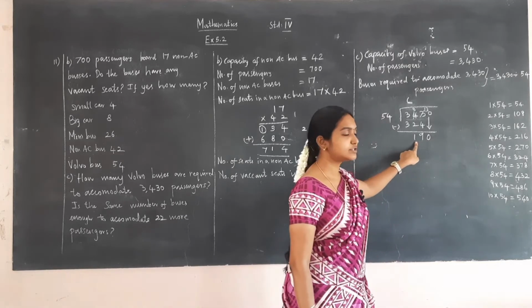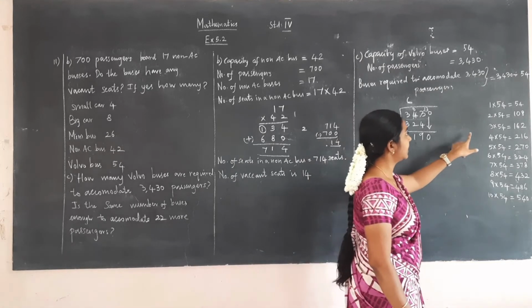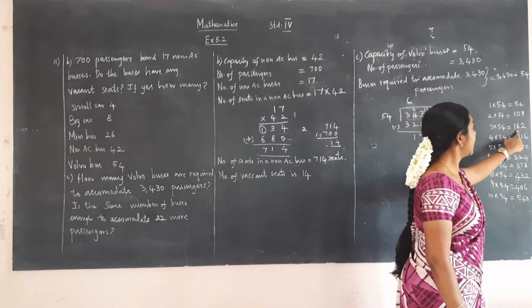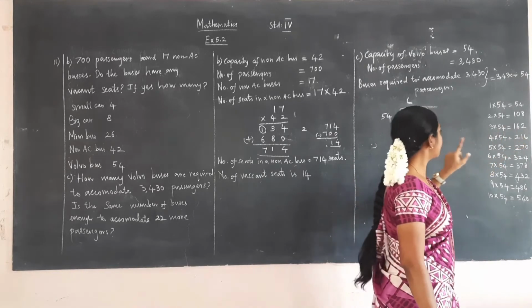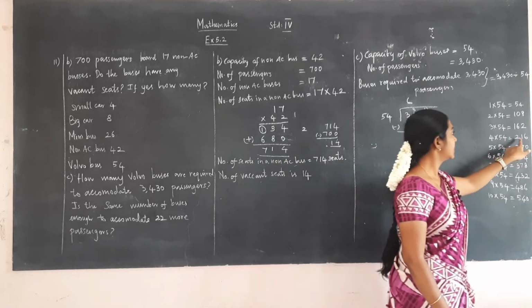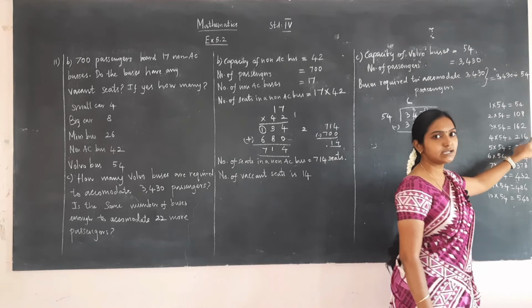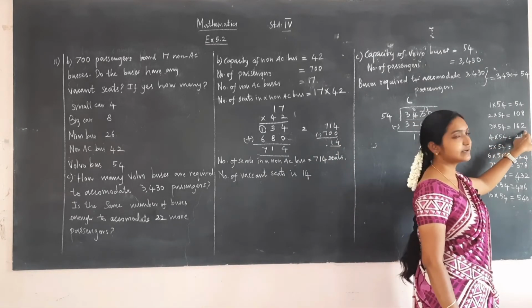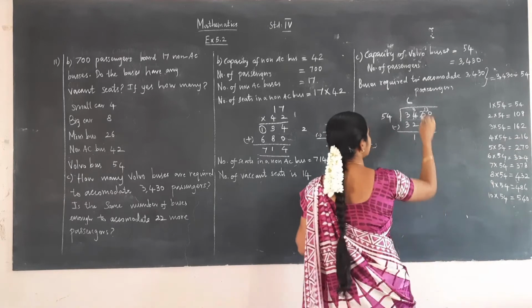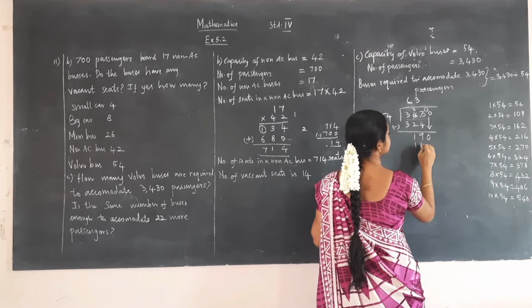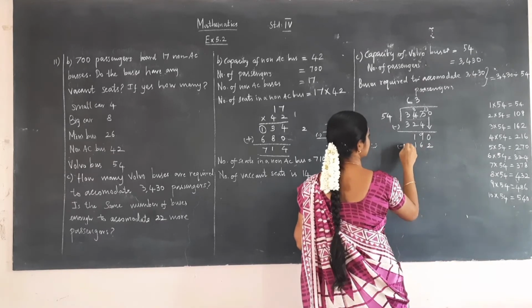Now, we are going to divide 190. Find a number that is nearer to 190. We have 162. The number should not exceed 190. If we look at 216, the number exceeds 190. So, we have to look at 162. 3 into 54 is 162. Subtract.